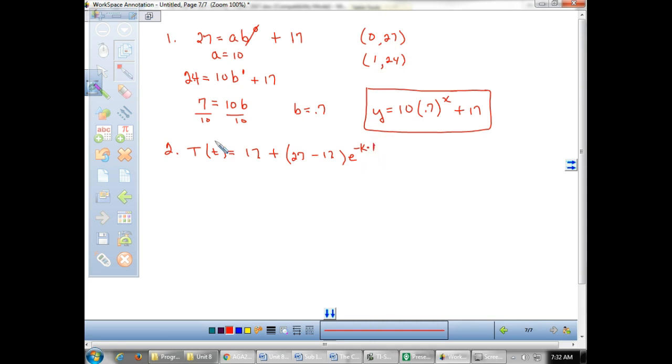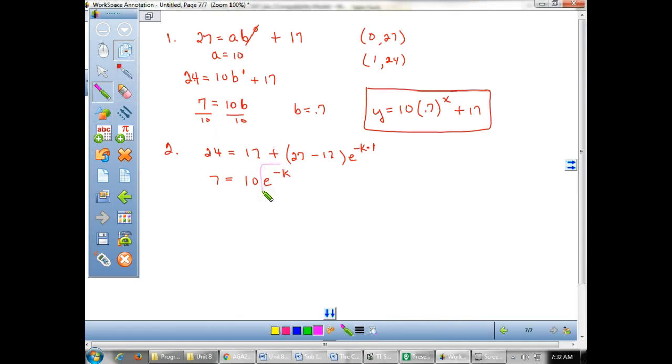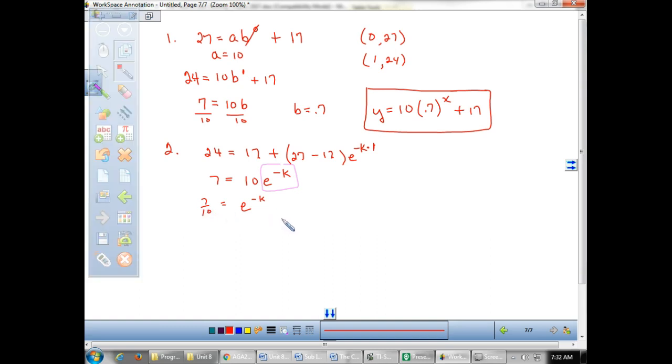So multiply by 1, and then I replace this with 24. Okay, so our only unknown here is our k, and we're going to solve. We're going to subtract 17. We get 7 here. This is simply a 10 e to the negative k times the 1. So to find our k, we need to use natural log. I need to isolate the power, so I'm going to divide by 10 on both sides, and I'm going to get 7/10 here. So we have our power equal to something on the other side.